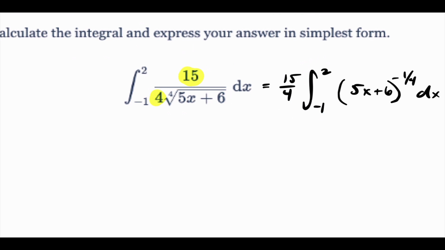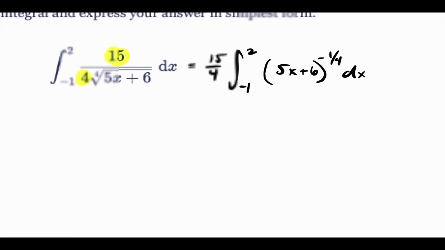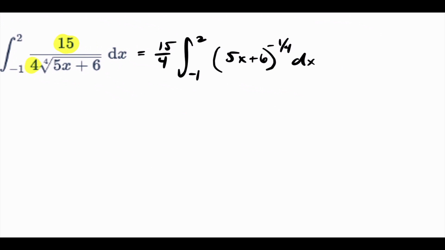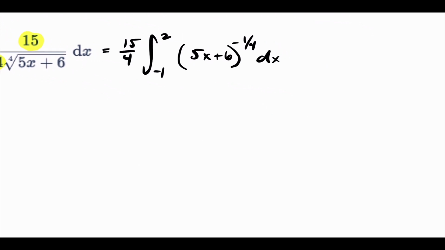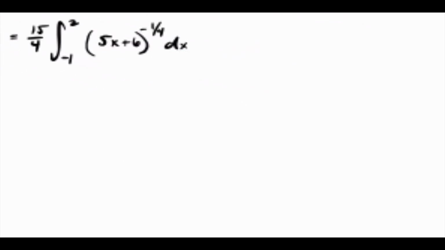Right? If it was 15x, we couldn't do this. Okay? Same problem, we just rewrote it. Again, don't worry about the bounds. Don't worry about the 2 and the negative 1. We'll deal with that later. All I need to do is find the antiderivative for this guy.